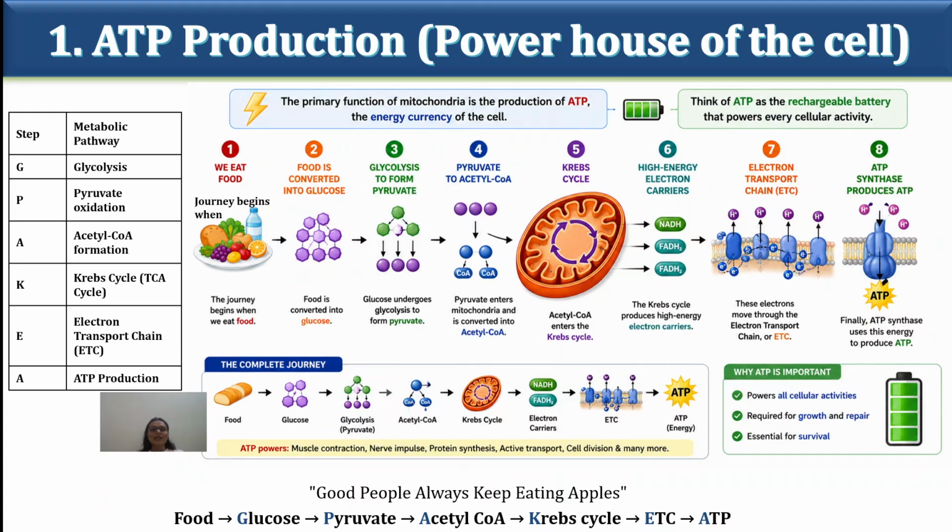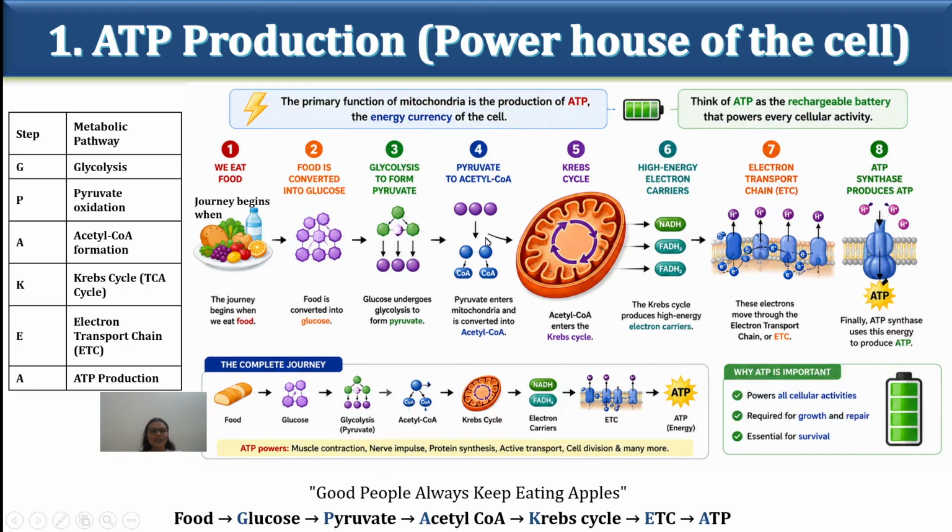The primary function of the mitochondria is the production of ATP. It is called the energy currency of the cell. Think of ATP as a rechargeable battery that powers every cellular structure. So let's discuss how ATP is generated inside our cell and how the mitochondria are involved, right?